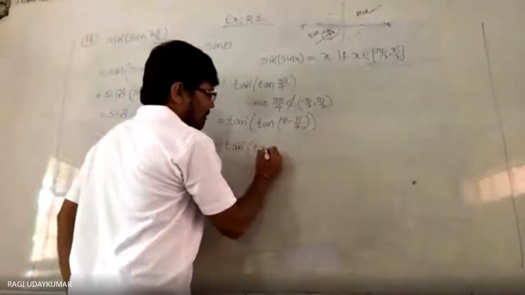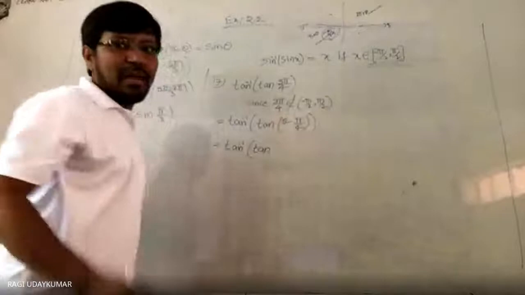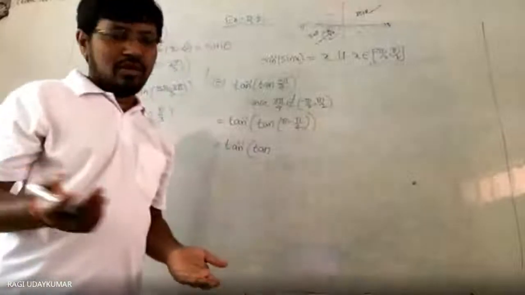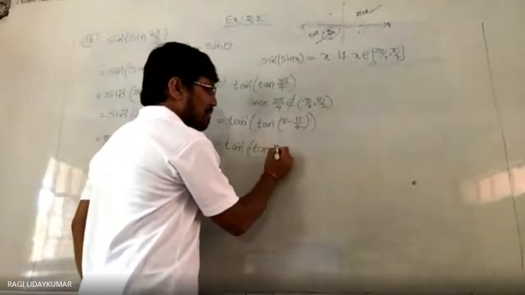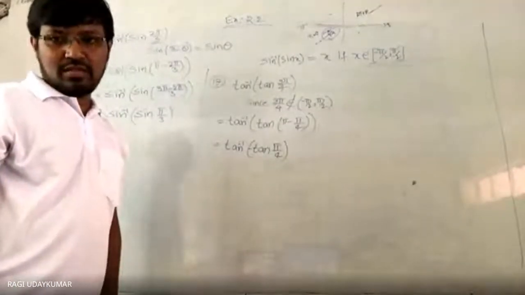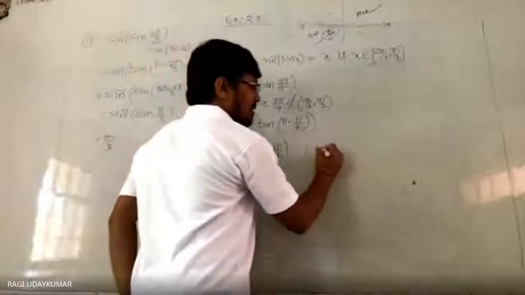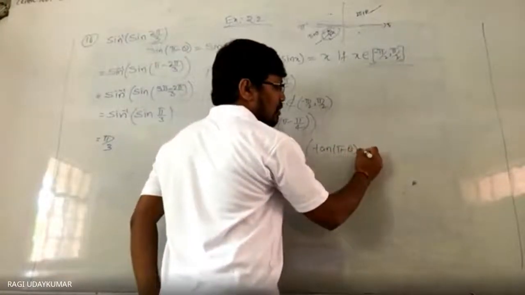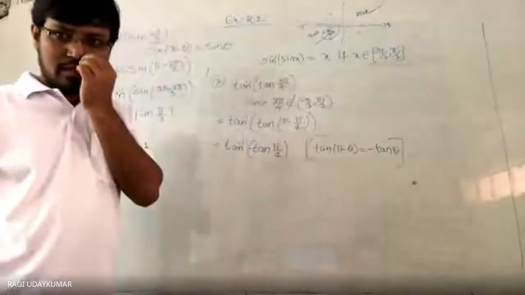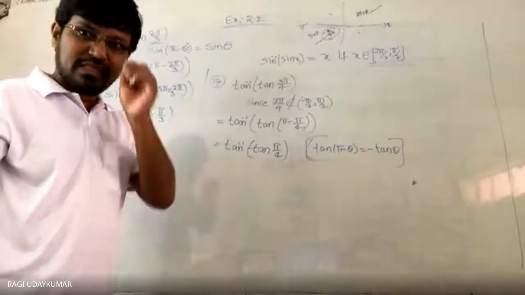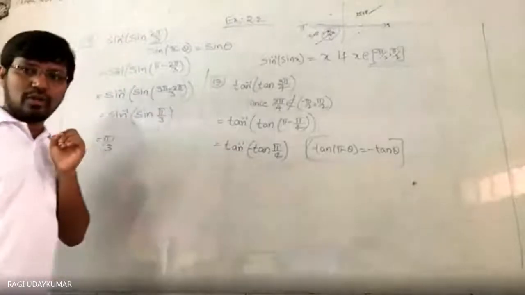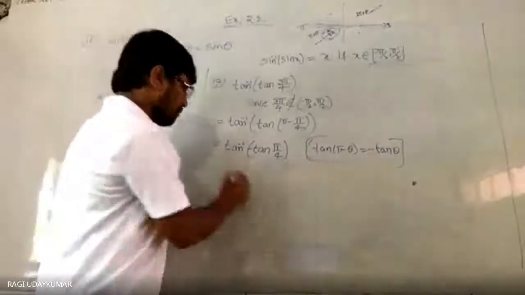Tan inverse of tan of pi minus pi by 4. What is it? Pi minus theta, it will become negative. So minus tan pi by 4. What do you get? Minus tan pi by 4. Why? Because tan of pi minus theta is equal to minus tan theta, not plus tan theta. Is it clear? This is a very simple and minor thing. In the inverse trigonometric functions you need to remember it, otherwise you cannot proceed further.